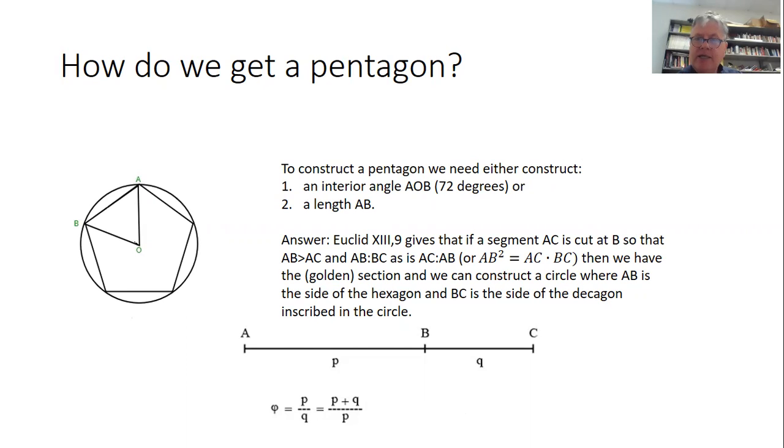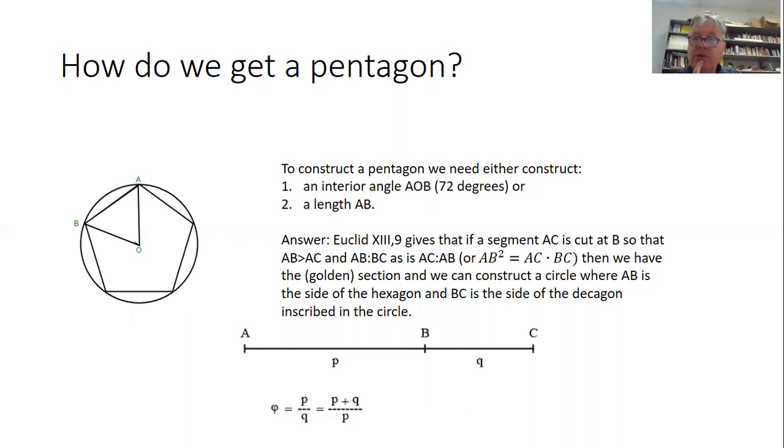And when we cut a segment like that, we have what they call the section and what we call the golden section. And Euclid says that whenever we've got a golden section, then we can construct a circle where AB is going to be the side of the hexagon that can be inscribed in that circle, and BC is the side of the decagon, which can be inscribed in the circle.